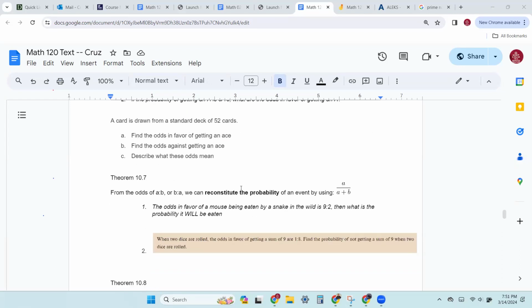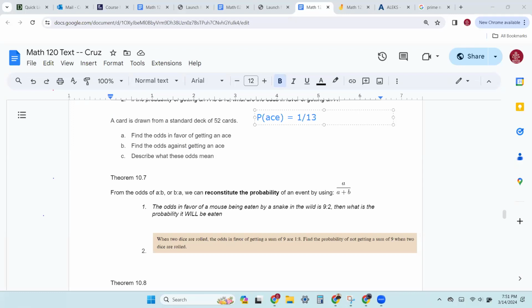All right. So real quick, we've done this plenty of times. So the probability, we got a standard deck of cards, 52. We want to find the odds in favor of getting an ace. So the probability of an ace is equal to 1/13.